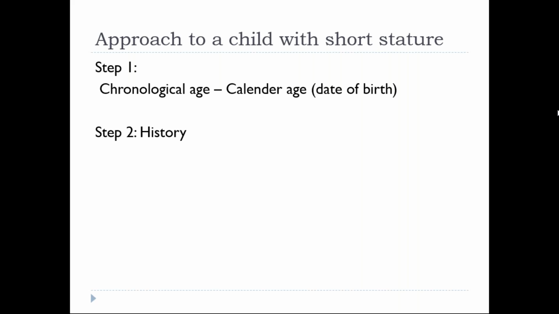Most importantly, if the baby is born premature, you take the corrected gestational age. And chronological age is the same as calendar age, calculated from date of birth.